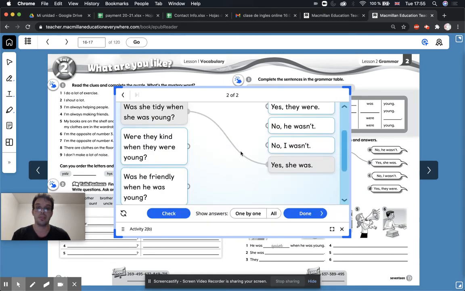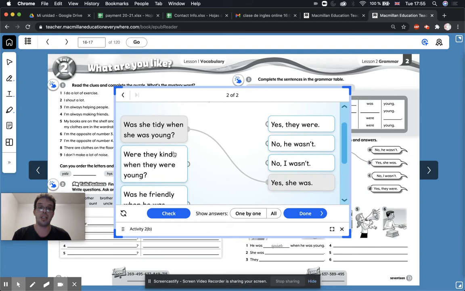Okay, so we look at the person. Miramos si dice she, he, I, you, they. Okay, and then we can find the correct answer. Okay, miramos de quién habla, podemos ver la respuesta correcta. For example, was she tidy when she was young? She, ella. So the answer is yes, she was.